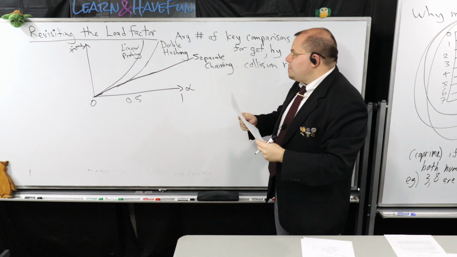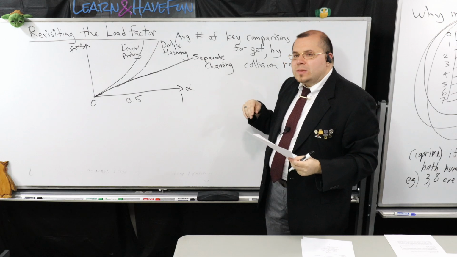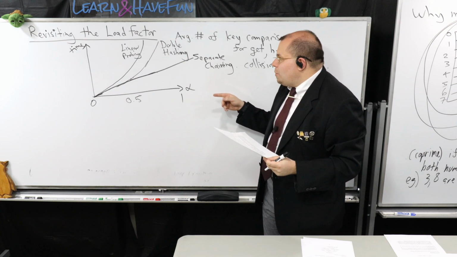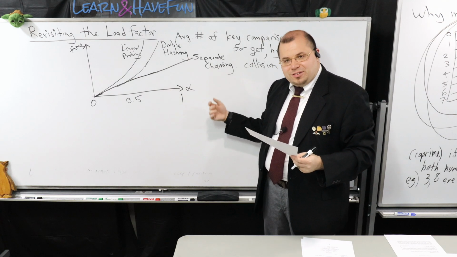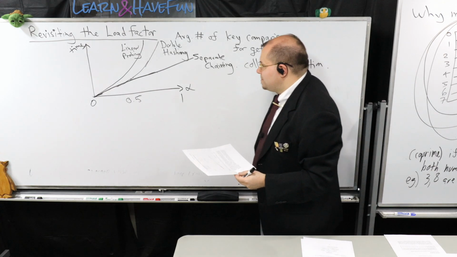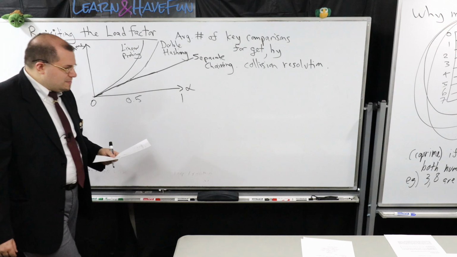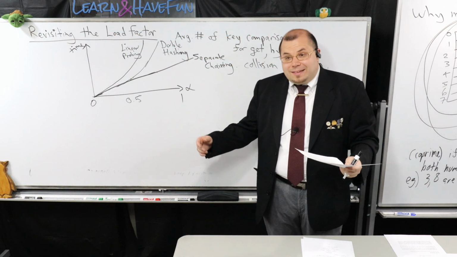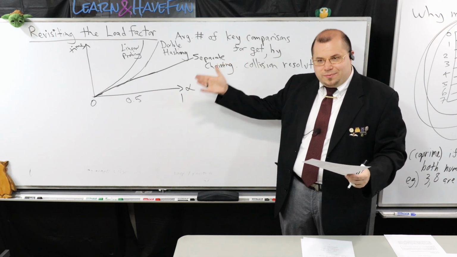If I were to plot out the average number of key comparisons, it'll look something like this. So if I were measuring this, what would you say for general alpha? Which one of the three is the best one? So far I got one for separate chaining. It should be quite clear from this chart that separate chaining is the best of these three.